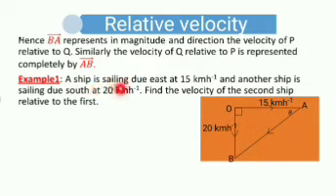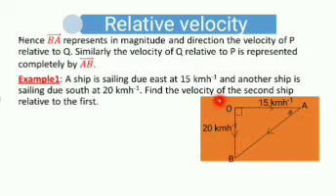They said that a ship is sailing due east. So let's say this is the origin. Due east is to the right like this. So this is 15 kilometers per hour. Then there is another one due south. From the origin here, down will be due south, 20 kilometers per hour.